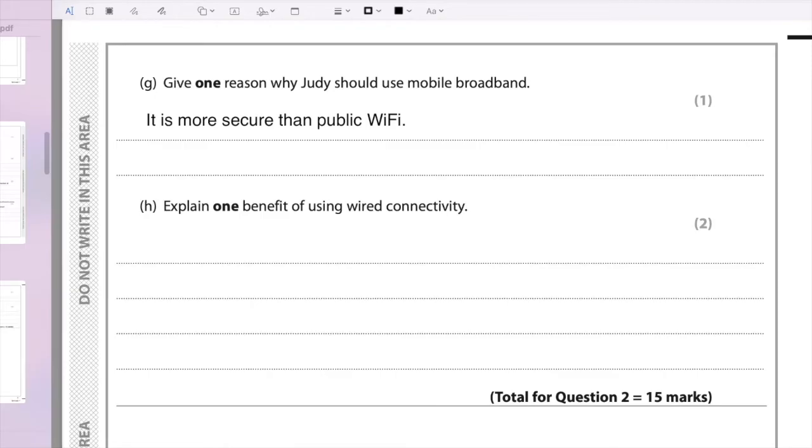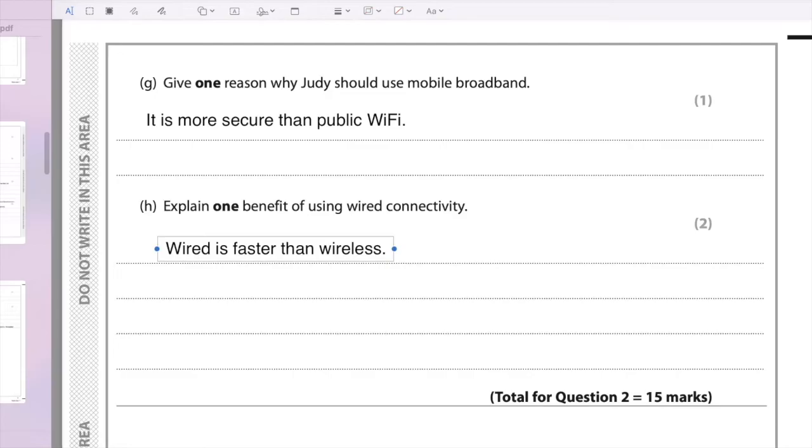So we'll move on to H. Explain one benefit of using wired connectivity. Now I started constructing my answer there, and I put wired is faster than wireless. It's faster than wireless because there's no interference, there's no blockages. You're getting a direct connection, so it's not as if you go to, say, another part of your house and try to use the internet. It's going to be slower. You're getting a direct connection, so it's always going to be faster.